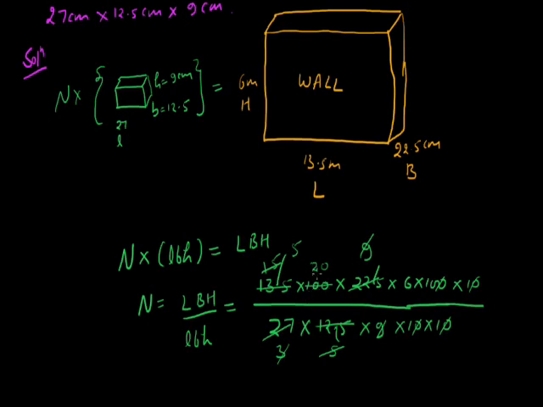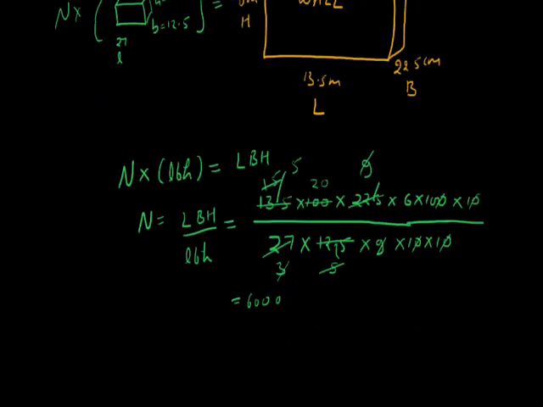So 5 into 20, that is 100. 100 into 6, that is 600. Now 600 into 10, that is 6000. So the number of bricks that is required to construct the wall is 6000. You do need 6000 bricks to construct the wall. So that is our answer. Now we move to the next question.